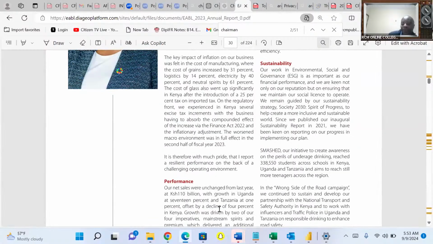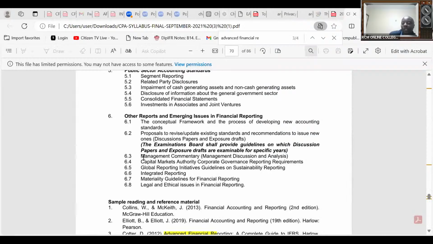Why am I reading this, ladies and gentlemen? I'm reading this because this is given in your syllabus. If you look at your syllabus, just a moment. If you look at your syllabus here, you see this, 6.3, management commentary, management discussions and analysis. Management commentary, management discussions and analysis.